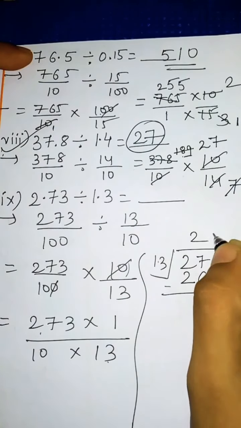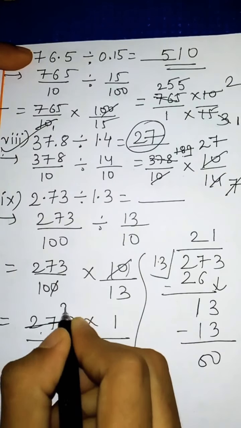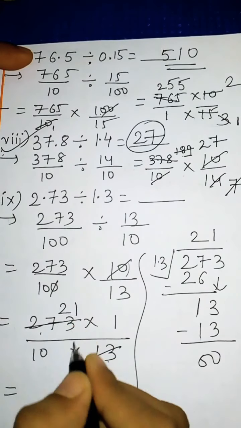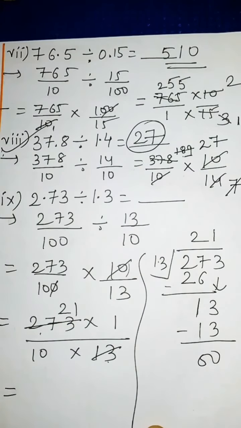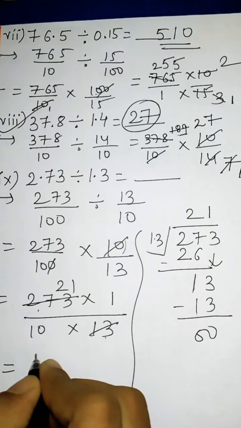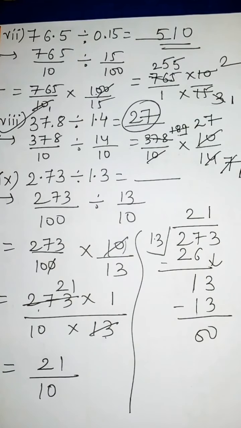So 13 1s are 13. 13 minus 13 is 0. So 21 we are getting. 13 21s are 273. So what is left? 21 upon 10 is left with us. Here the 10 is there in the denominator. Don't forget this 10. So 21 upon 10 is our final answer.